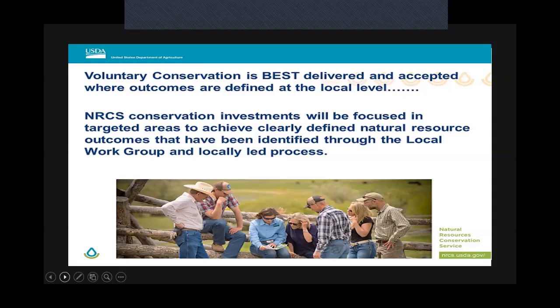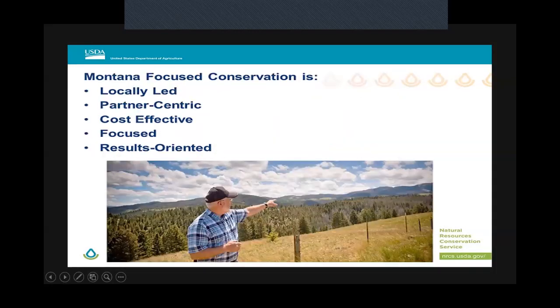Next slide, please. So just the highlights of MFC. It's locally led, partner-centric, focused, results-oriented. We're really trying to move the needle on a resource issue that's identified by our local producers, our local citizens, our DCs. Ultimately, our DCs take that advice and then write a long-range plan. And they have to be the arbitrator of advice.